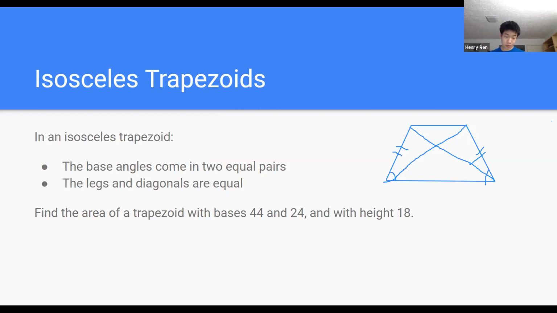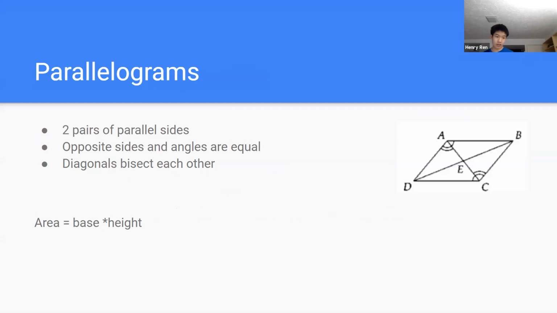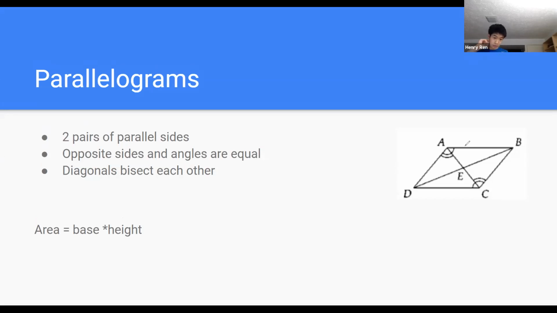Parallelograms. Okay. Parallelograms are defined by having two pairs of parallel sides. So that means squares are parallelograms and rectangles are parallelograms, but not trapezoids. Trapezoids are one pair of parallel sides. All right, in a parallelogram, opposite sides and angles are equal. This is true just by parallels. Parallel lines, the sides are equal and the angles are equal as well.